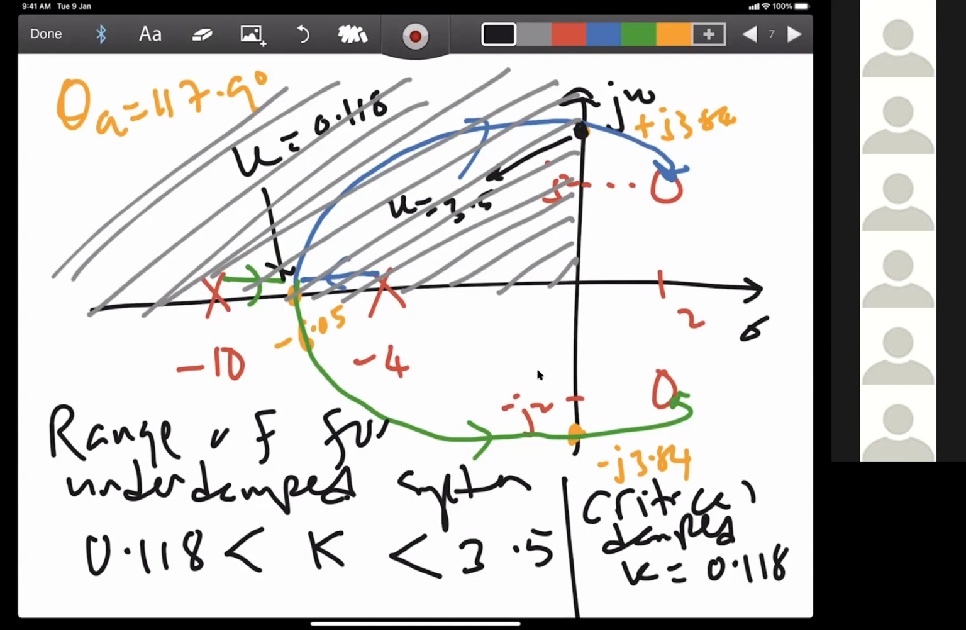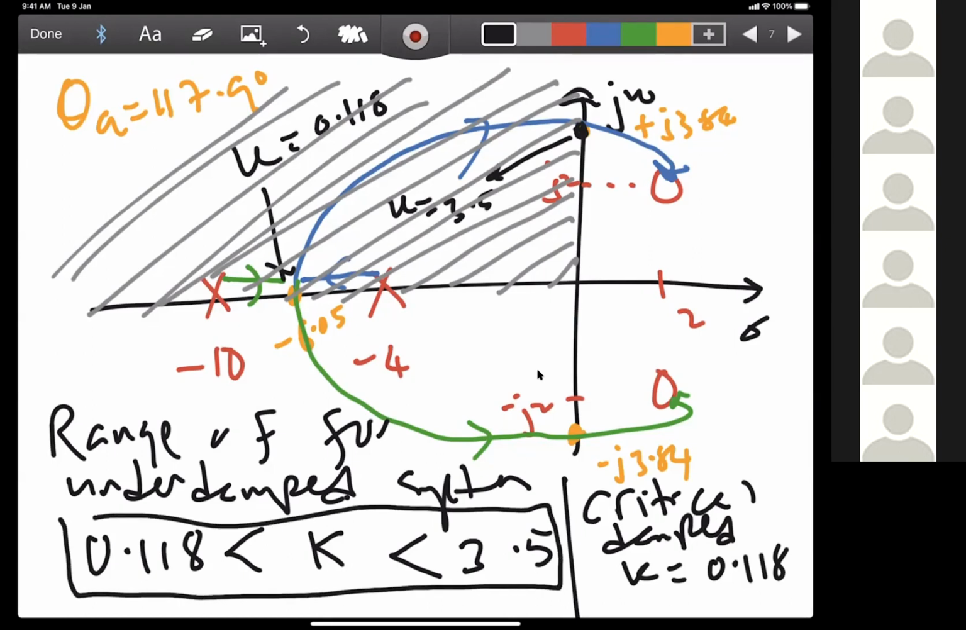Can you repeat that, Doctor? I don't understand the last statement you said. Critically damped, ni when K is equal to 0.118. In this equation, 0.118 is not included because this is the underdamped region. But when K is equal, okay, bukan less, is equal 0.118, the system is critically damped.